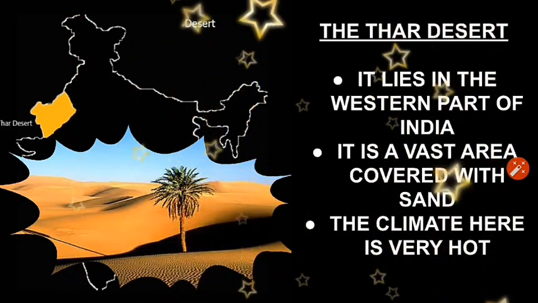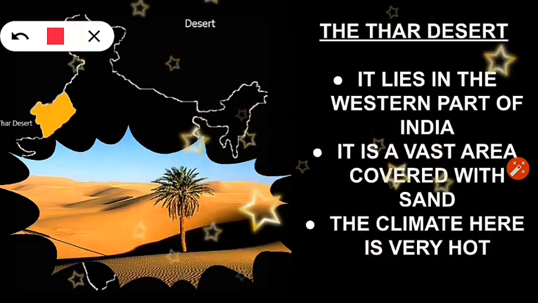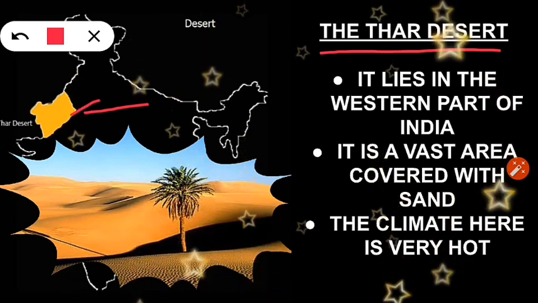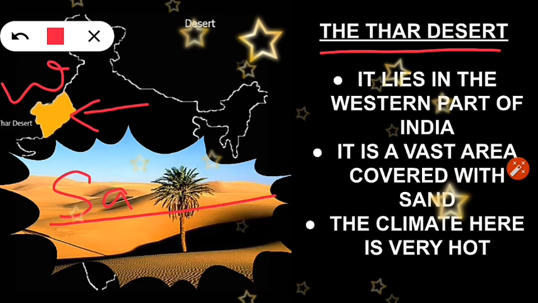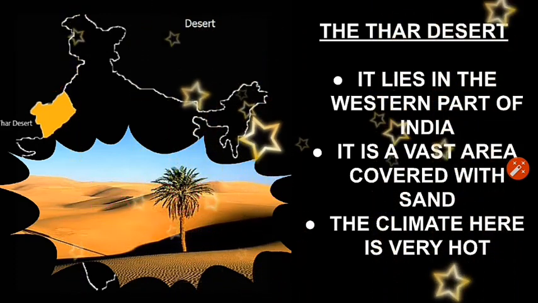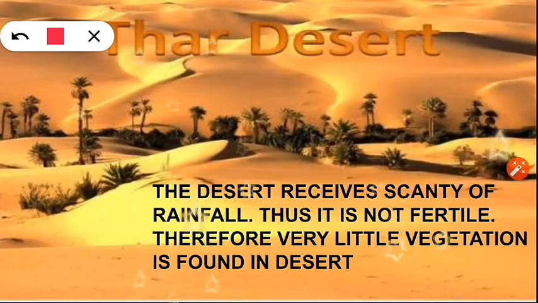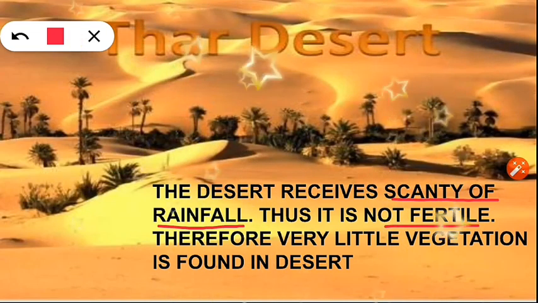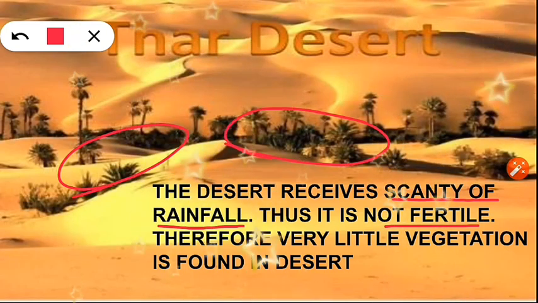Now let's talk about the third feature, that is the Thar Desert. Indian desert is called the Thar Desert. It lies in the western part of the country. It is a vast area that is covered with sand. The climate is very hot here. This is because there is very little or very scanty rainfall in the desert. Thus, it is not at all fertile. It is not suitable for agriculture. Therefore, we find very little vegetation in the Thar Desert.